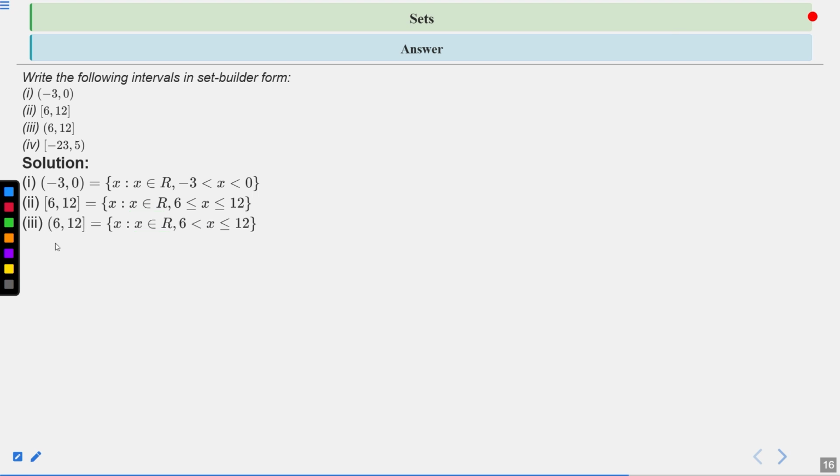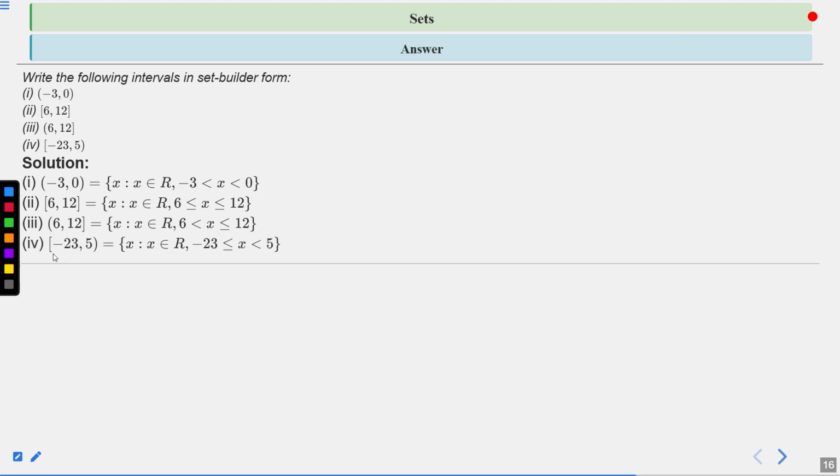Now in third, we are excluding 6 but including 12. So we are going to use a strict inequality for 6 while we are using less than equals for 12. So collection of all real numbers with x strictly greater than 6, less than equals to 12.